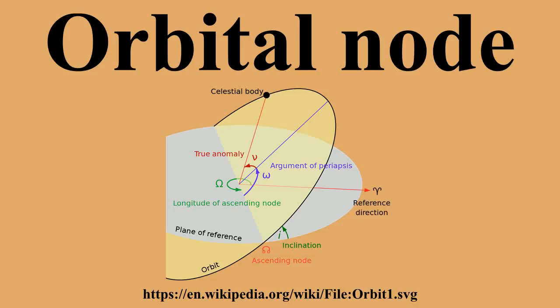Symbols and nomenclature. The symbol of the ascending node is, and the symbol of the descending node is. In medieval and early modern times, the ascending and descending nodes were called the dragon's head and dragon's tail, respectively.